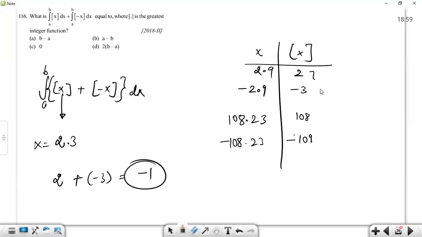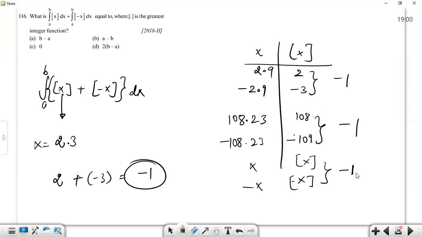If you simply add these two, the sum is -1. For all x and minus x, if their greatest integer functions are added, their sum is going to be equal to -1. Is this concept clear to you, everyone? Any doubts about this? Yes. So now we know that this particular sum is always going to be minus 1.